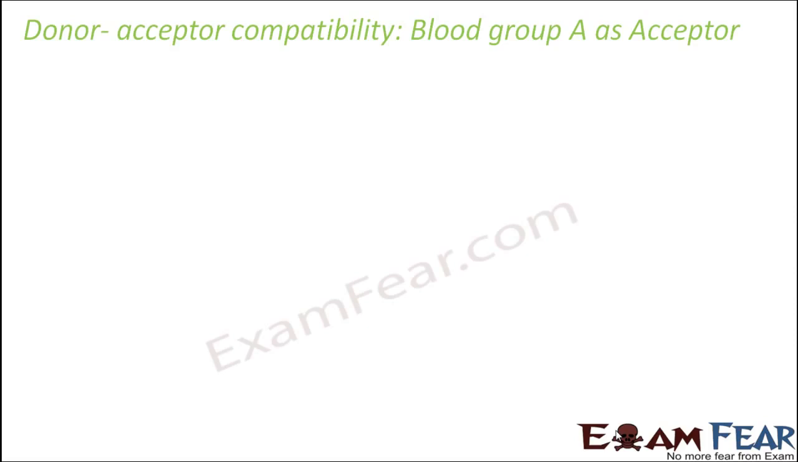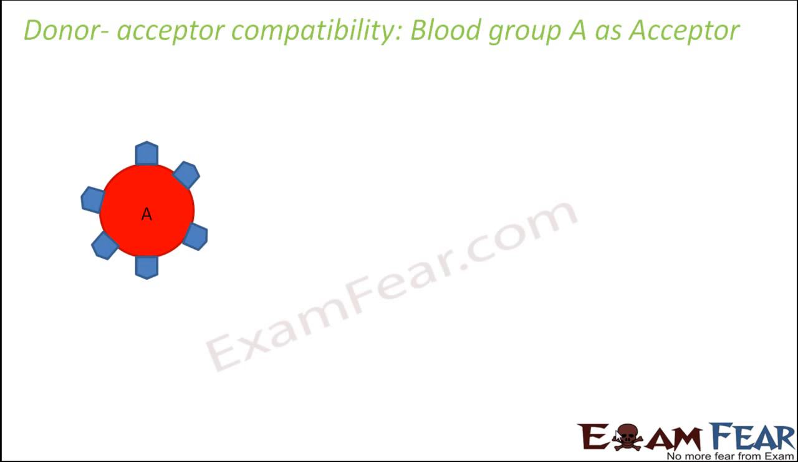Now let us assume here that blood group A is going to be the acceptor. Somebody who needs blood is the acceptor and somebody who donates blood is the donor. Quite simple. So let us suppose the person who needs blood is of blood group A. That means he has antigen A. That is why the blue antigens are the antigens A. Now let us see out of all the blood groups, who will be compatible with blood group A and who will not be.